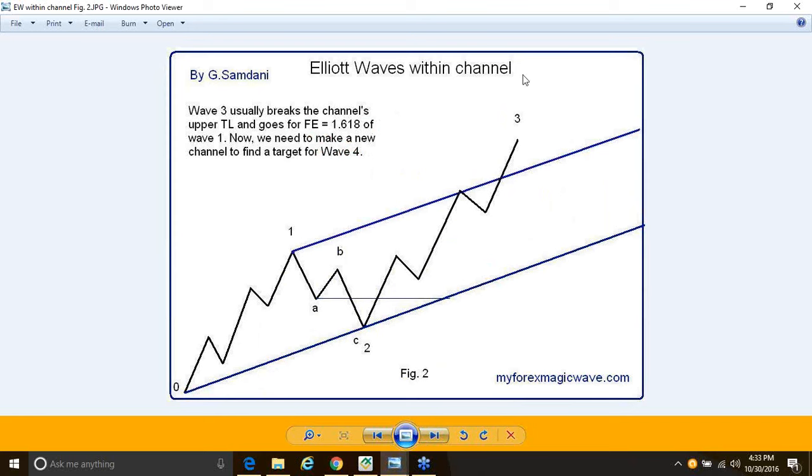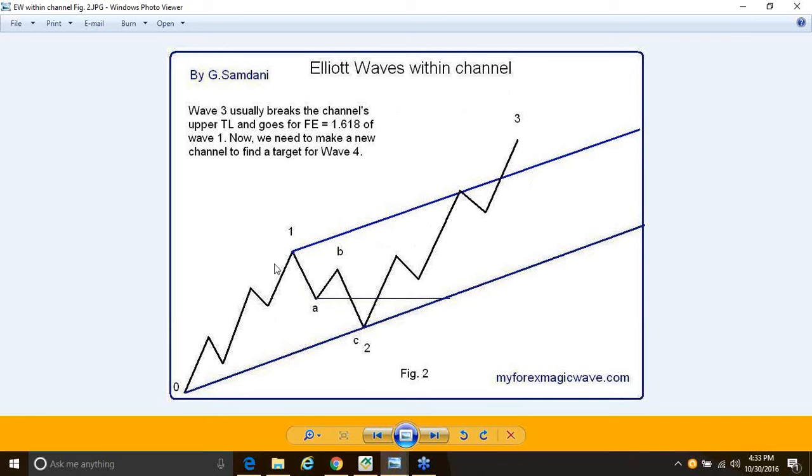You see here, this is the Elliott wave 3. This is how it happened: 1, 2, 3, 4, 5, A, B, C correction, wave 2. And then it goes in 5 waves, 1, 2, 3, 4, 5, to finish up a wave 3. But how far? Wave 3 usually breaks the channel upper tier and goes for 1.618 of wave 1. Now we need to make a new channel. So it's supposedly going for 1.618 of wave 1.